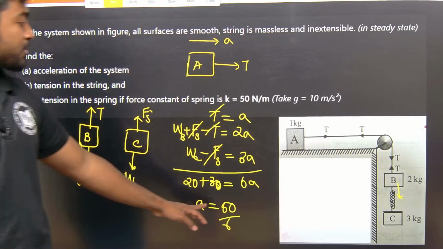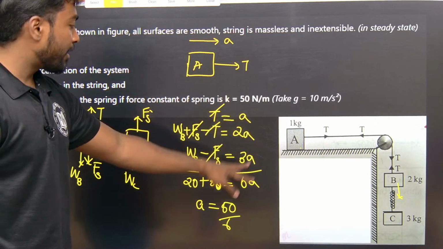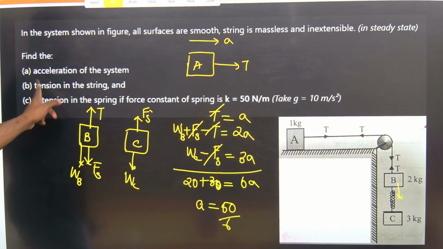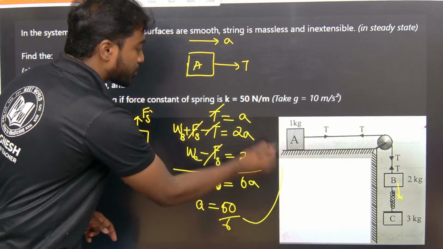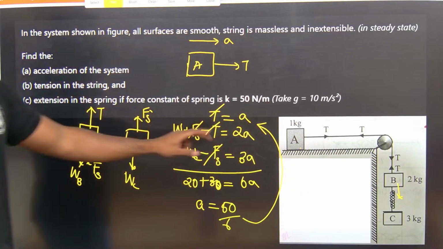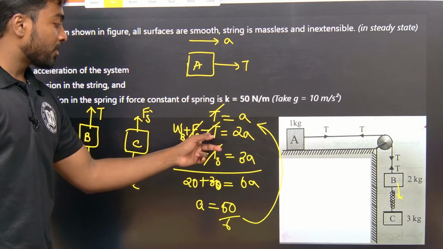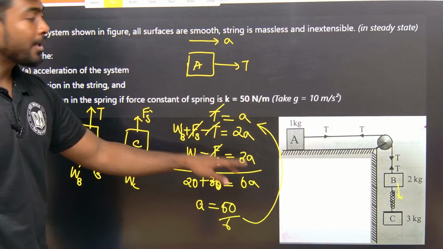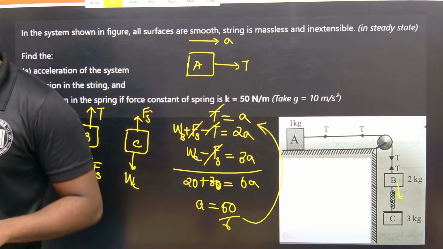Now you can substitute the value of a in any of the equations, and I can find the value of tension. So take a, substitute in equation 1, I will get the value of tension. I also need to find the value of F, either from the first, second or third equation. Okay, I will find the value of F.